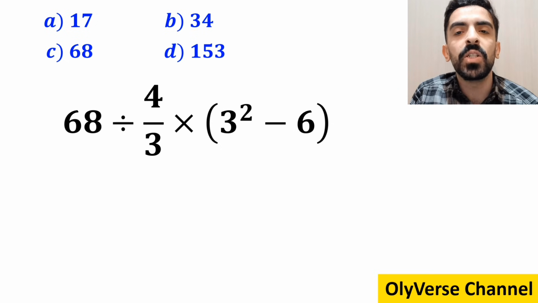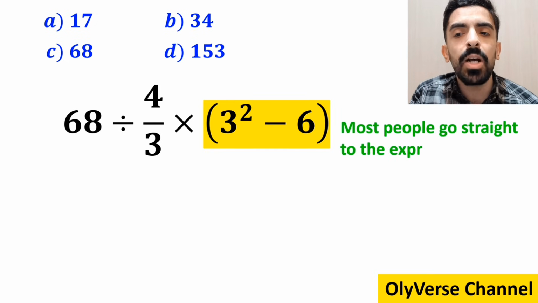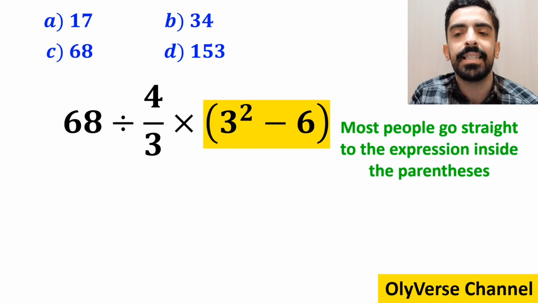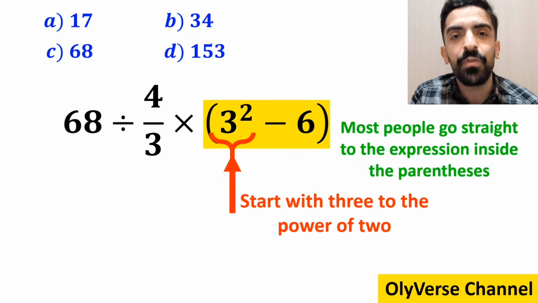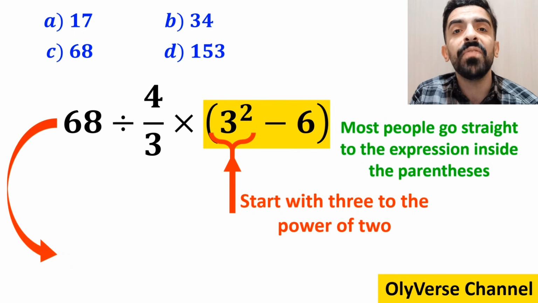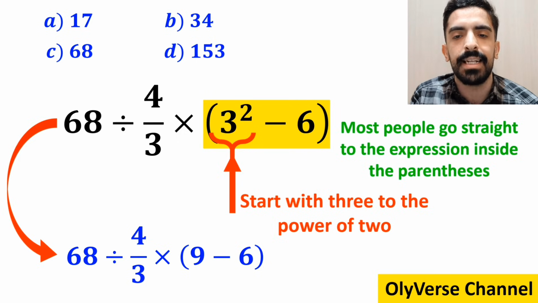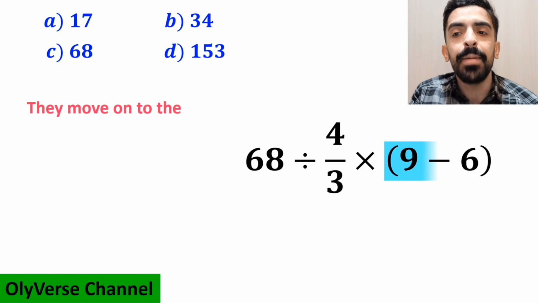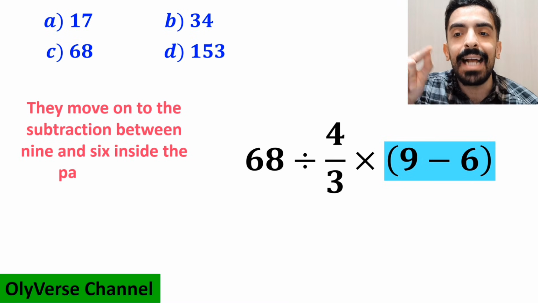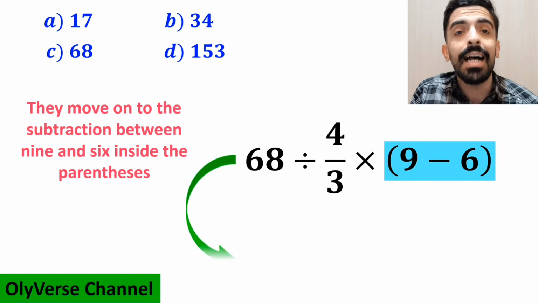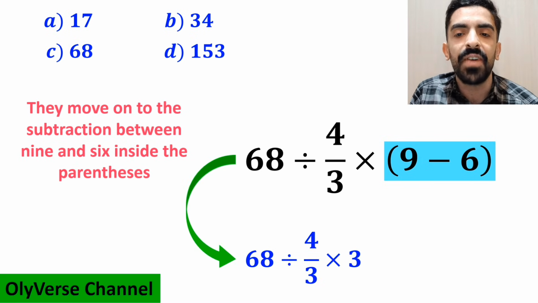And the first step of solving this question, most people go straight to the expression inside the parentheses and start with 3 to the power of 2. So, instead of the original expression, they write 68 divided by 4 over 3 times 9 minus 6 inside the parentheses. And the next step, they move on to the subtraction between 9 and 6 inside the parentheses and simplify this expression to 68 divided by 4 over 3 times 3.